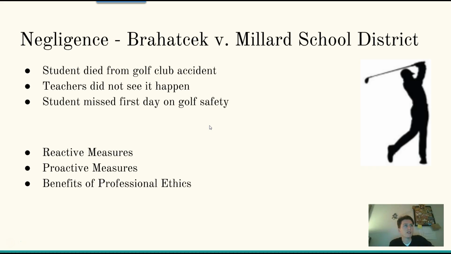As far as proactive measures, I would say that any time you're doing an activity, even going from day to day, even if every single student was there on the first day of safety, it is always good to go over the rules at least one more time, just to say, hey, remember this is what's going on here. You need to be standing at this place, to just be very clear about what's going on.